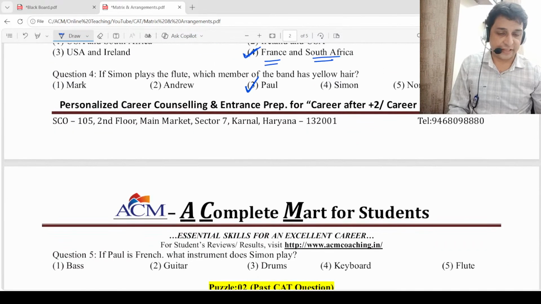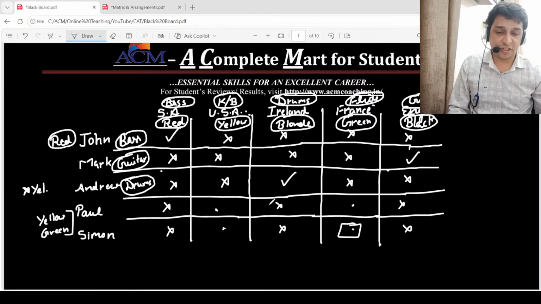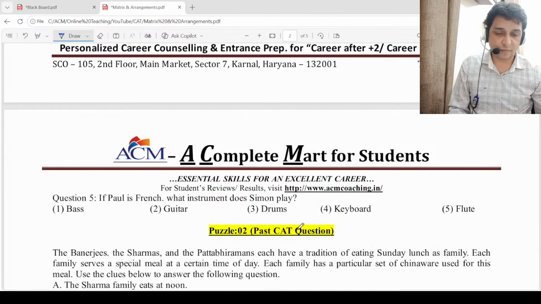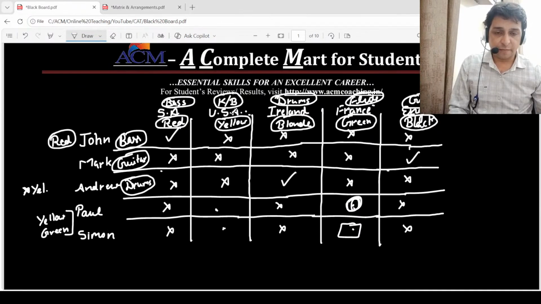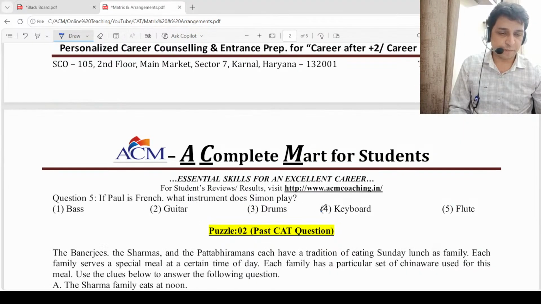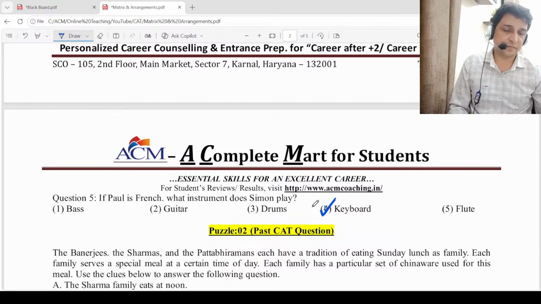The question number 5. If Paul is French, that means Paul is going to be here. Then what instrument does Simon play? Now Simon is going to be from the USA in that case, so he's going to play keyboard. So that is the answer we get here.